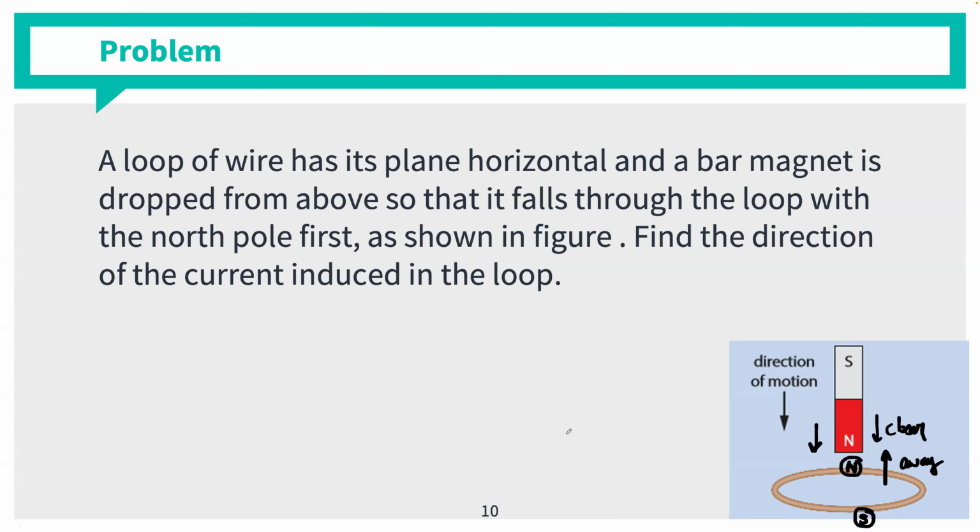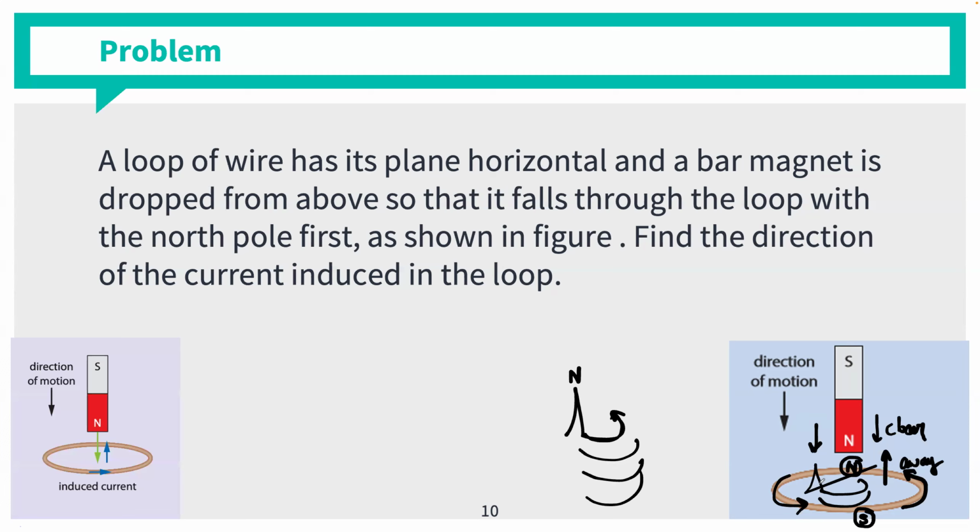Now, by using the right hand grip rule, we know that the thumb shows the direction of the north and the fingers show the direction of current induced in the loop. So having north pointing on the top, the fingers show the direction of current in the loop. That is the direction of current induced in the loop. It's clear?